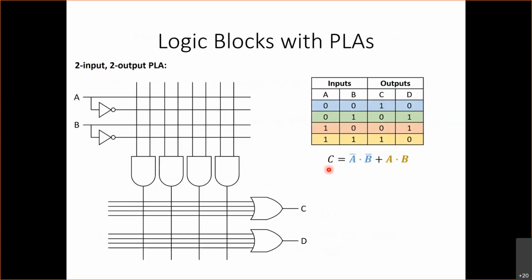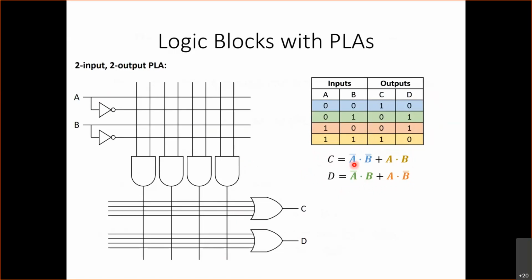So we can see that here C is equal to not A and not B, or A and B, right? So C is going to be 1 if we have not A and not B, or if we have A and B. And D is going to be equal to not A and B, or A and not B. So here D is not A and B, or A and not B. Okay, so given these equations that specify this logic block, let's see how we can use this PLA on the left to implement these equations.